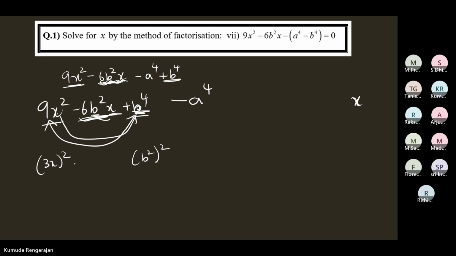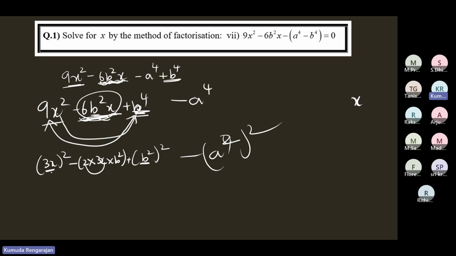Now, the middle term, minus 2ab. Minus 2ab is minus 2 into a, that is 3x, into b, which is b square. 2 into 3x into b square, multiply that, 6b square x. Minus a to the power 4, which can be written as a square the whole square.